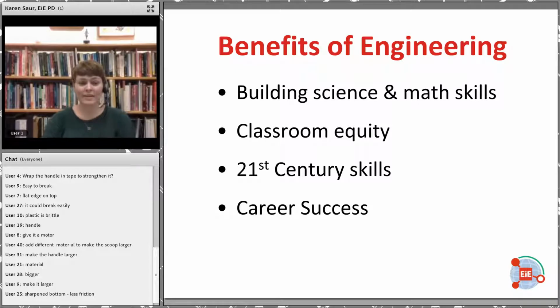Career success as well, like I said, this opens the door to many options. All students that engage in engineering might not go on to the field of engineering, but it gives them that opportunity to think about it when they are deciding on their careers in the future. And it allows them to become an engaged citizen. Engineering problems are real-world, authentic problems, and it gives them an opportunity to be part of the larger community and to feel that collective citizenship.